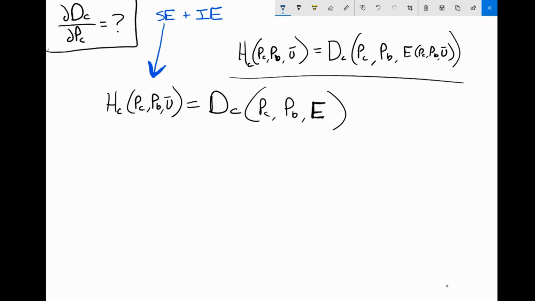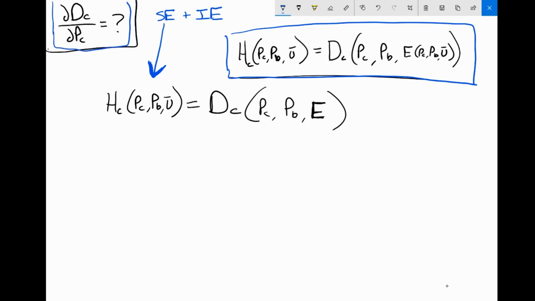So now I need to use this relationship that I've established using duality to allow me to derive this expression. That's what I'm doing. That's the story. So what we're going to do is take a total derivative. I want to take a total derivative of the compensated demand curve with respect to the price.